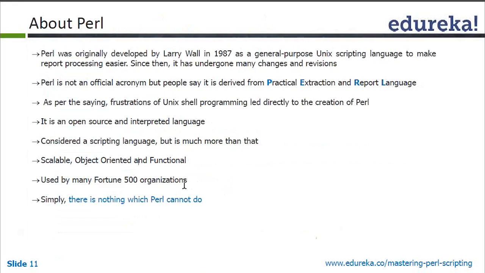Since Perl is more used in automation frameworks, Perl is very good. There are other scripting languages such as Python and shell scripting, but Python is more used by developers, not by automation people.